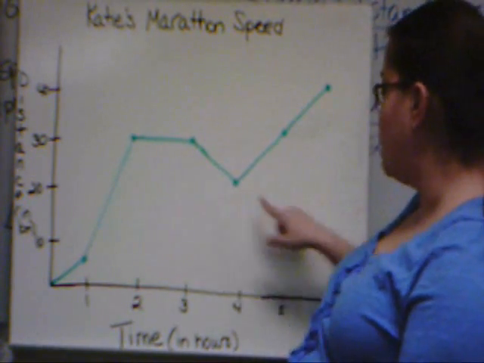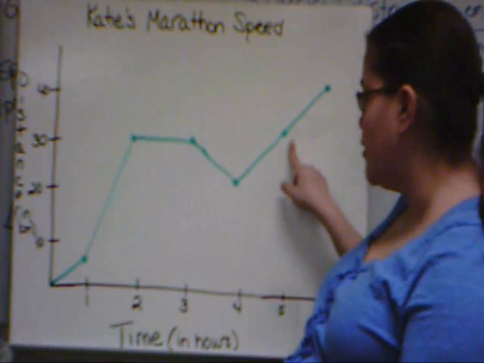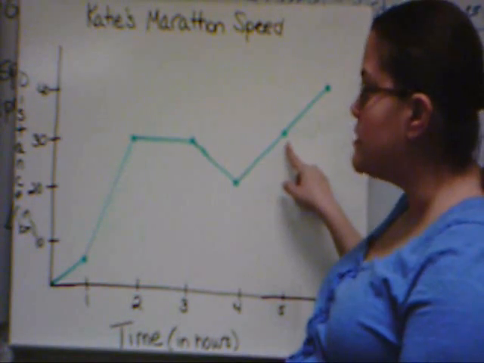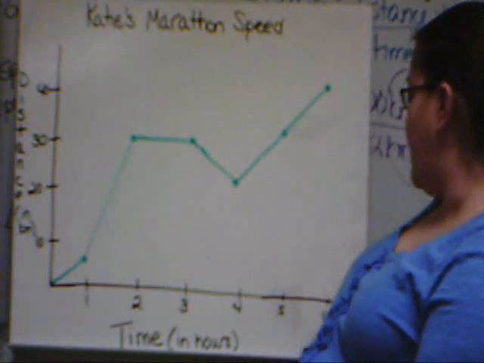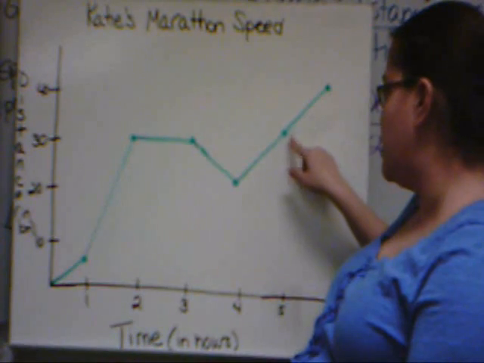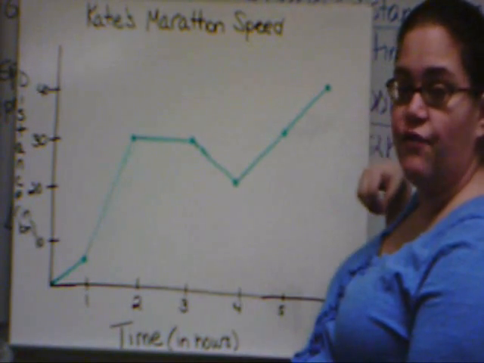So from hours 4 to 5, at hour 4, she covered 20 kilometers. At hour 5, she covered 32 or so. So she's again moving forward. And from hours 5 to 6, she went from about 32, 33 kilometers all the way to 40. So she finished at hour 6.